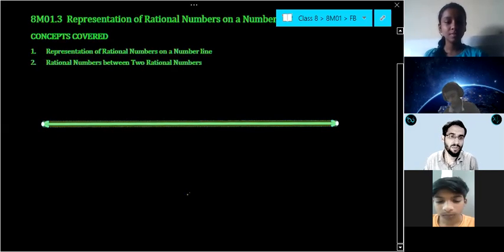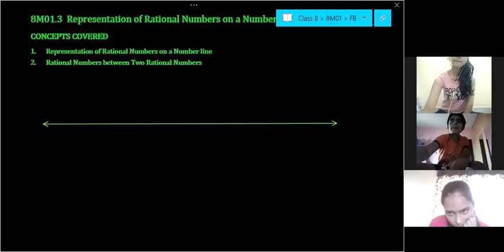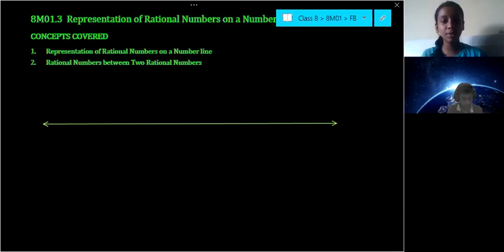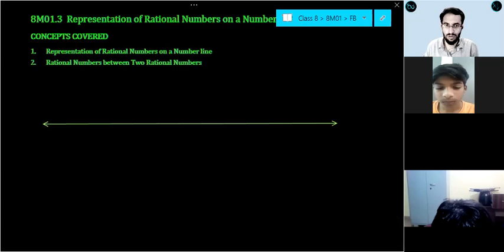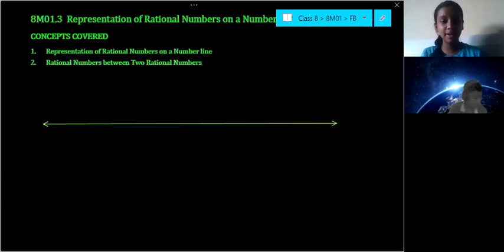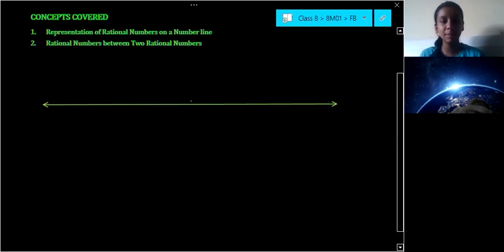Yes, Ragini, what is number line? So number line is a kind of line in which we can represent the numbers. On the right side of 0, we can represent the positive numbers, and on the left side, we can represent negative numbers. 0 is in the middle.